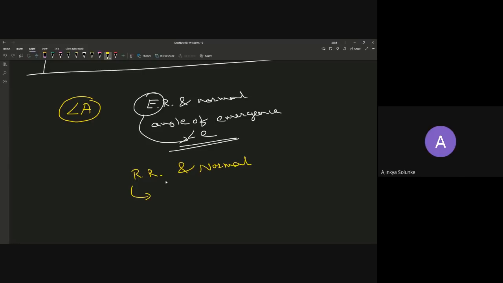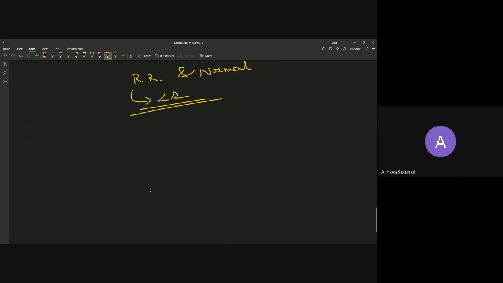Okay, Sakshi correct, Samruddhi correct, Ritesh correct. Angle of refraction, right? That is angle R. Okay, now you have to tell me what is angle of deviation. This angle is present between what exactly? Which rays? Which two rays? Let's say this angle exists in between which two rays?